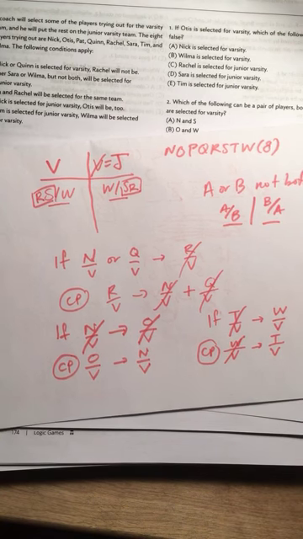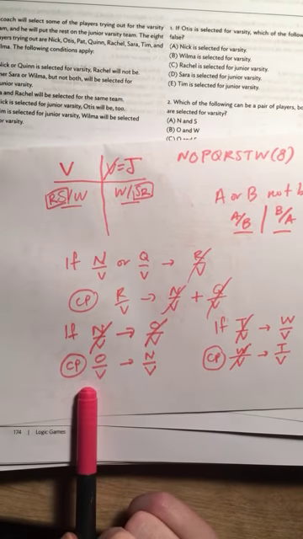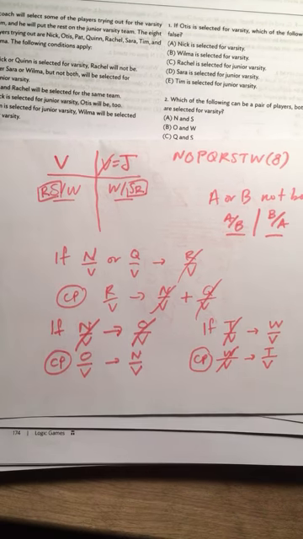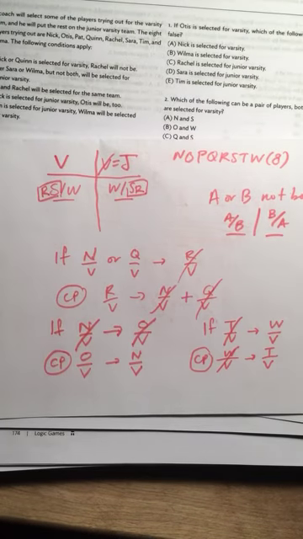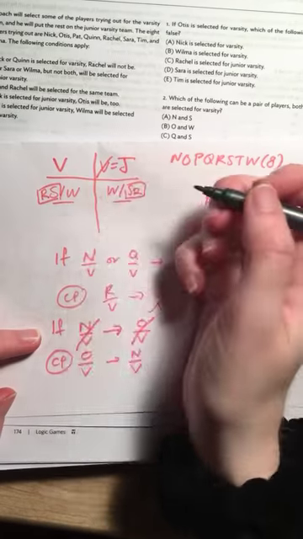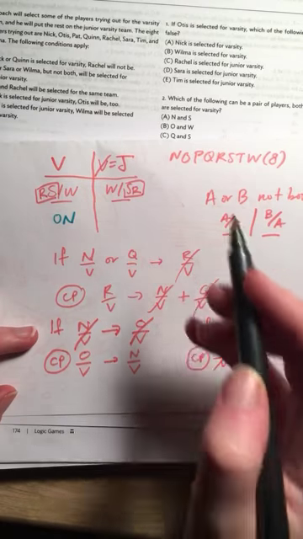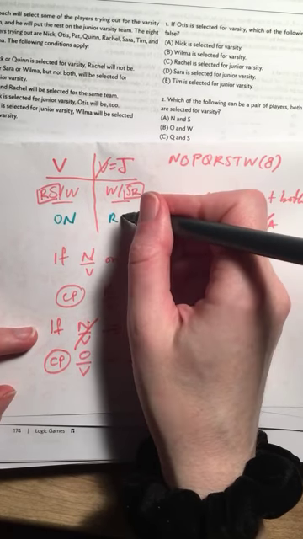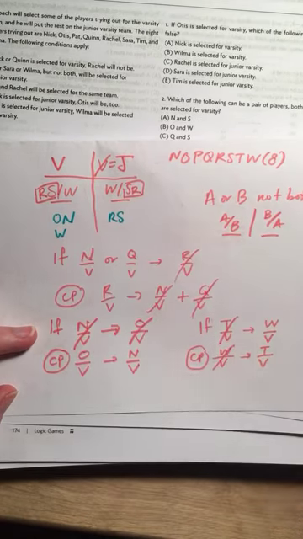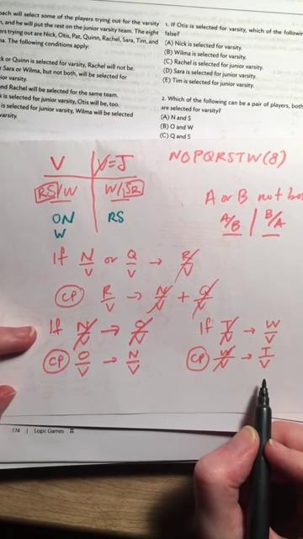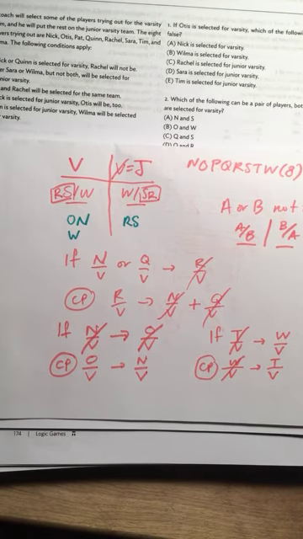In terms of answering, if O is selected for varsity, then that's going to trigger this rule here. So then that means that N is going to be on varsity as well. So O and N would both be on varsity. N being on varsity means that R is not on varsity. And since R is not on varsity, S is also not on varsity, and then W would be on varsity. W being on varsity doesn't trigger anything though. So these are the things that we would know to be true for 1.